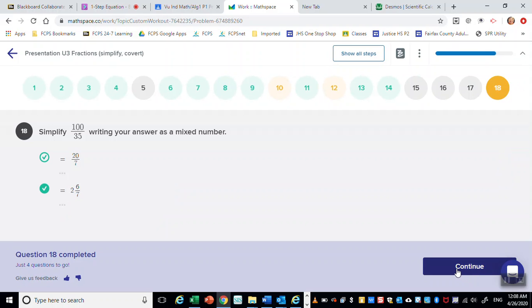Alright, I will go over more practice with you, right? And then more step by step how to convert the improper fraction to a mixed one.